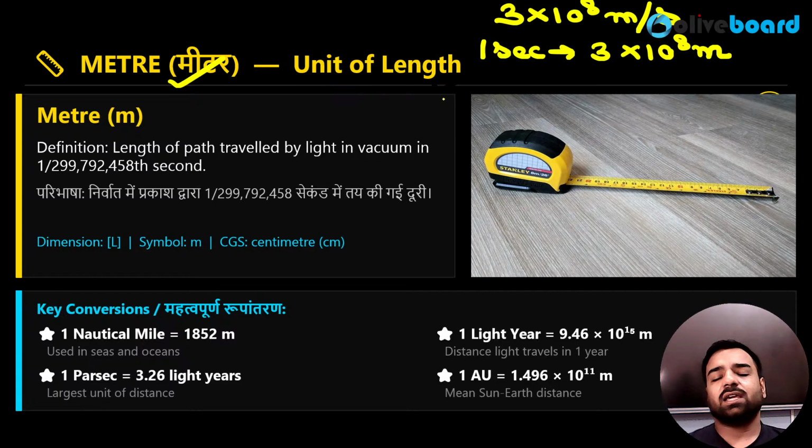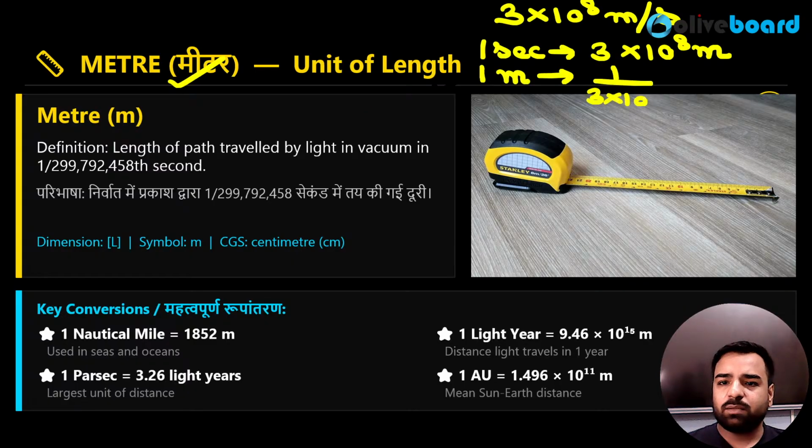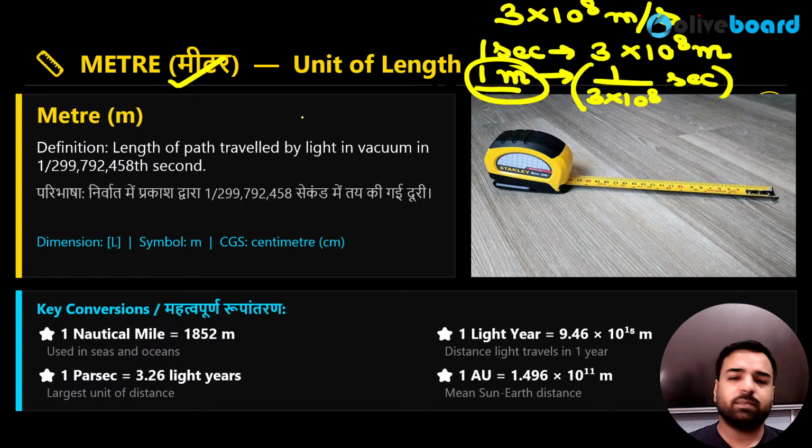Now guys, if I want to know how much time light will take to travel 1 meter, it's very obvious it will be 1 upon 3 into 10 to the power 8 part of a second. This much time is needed for light to travel 1 meter. Is it correct? It's simple as that, right?